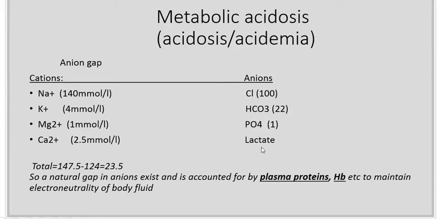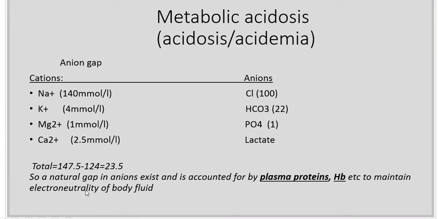If you go to the laboratory, this is what you get. There's a gap. However, in reality, there is no gap. That means the difference between the cations and anions is accounted for by plasma proteins, hemoglobin, and other negatively charged proteins that are not measurable in the laboratory. So anion gap is technically a laboratory gap. In reality, in the body itself, there is no gap, right? But when you measure the cations and the anions in the lab, you find the gap.